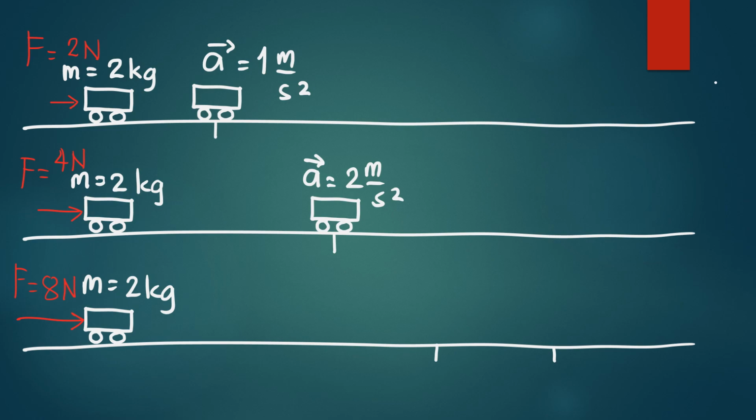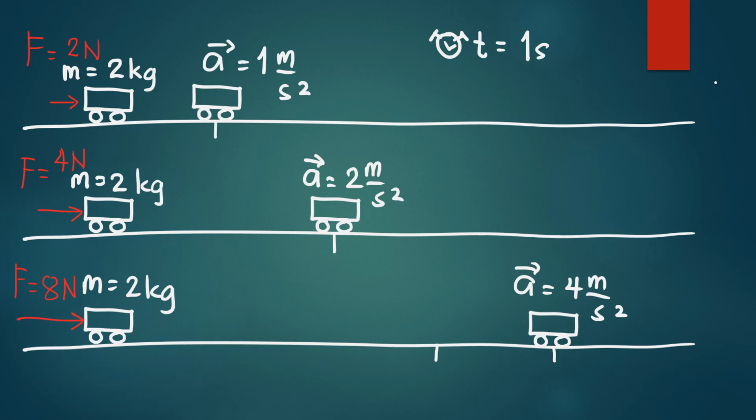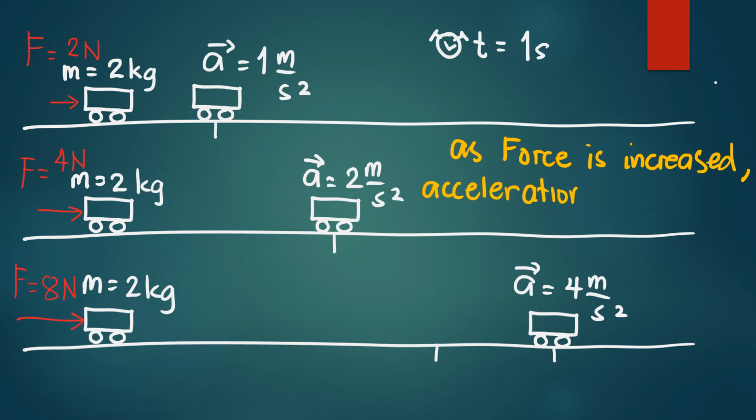Since the force exerted on cart 3 is 4 times larger than the force exerted to cart 1, then it is 4 times farther in displacement after 1 second. Its acceleration is also 4 times greater than that of the acceleration of cart 1. As observed, the greater is the force applied, the greater is the acceleration. Acceleration is directly proportional to net force.